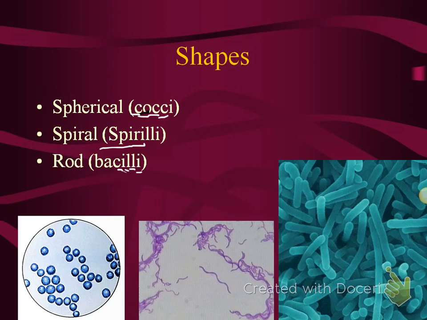There's actually five shapes. There's the vibrio, which is basically a spiraled rod, and then there's one other, I forget what that is. But basically you need to know those three. Those are the main ones: cocci, spirillum, and bacillus. And so we name our bacteria based on that.